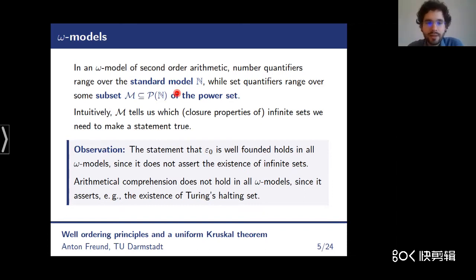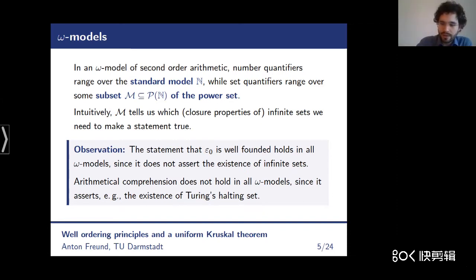On the other hand, the principle that we saw on the last slide, arithmetical comprehension, does not hold in all omega models, because you can show that it asserts, for example, that Turing's halting set exists. And so if you build an omega model that consists purely of computable sets, then the halting set will not be present, and then arithmetical comprehension will not hold in that omega model.